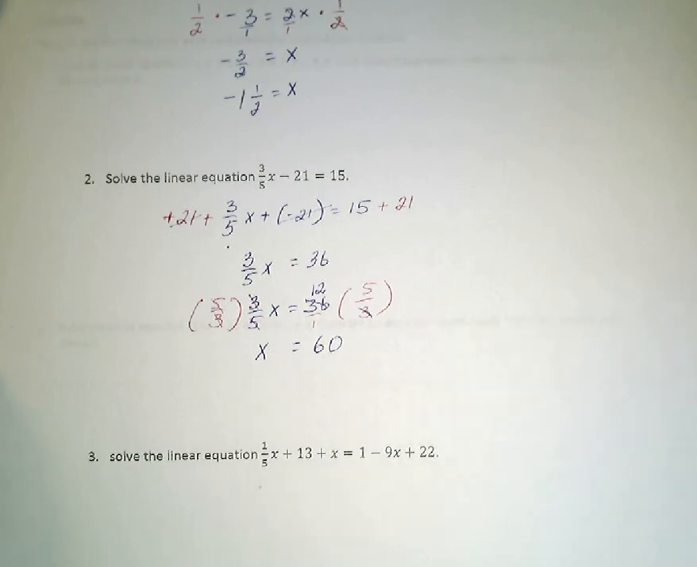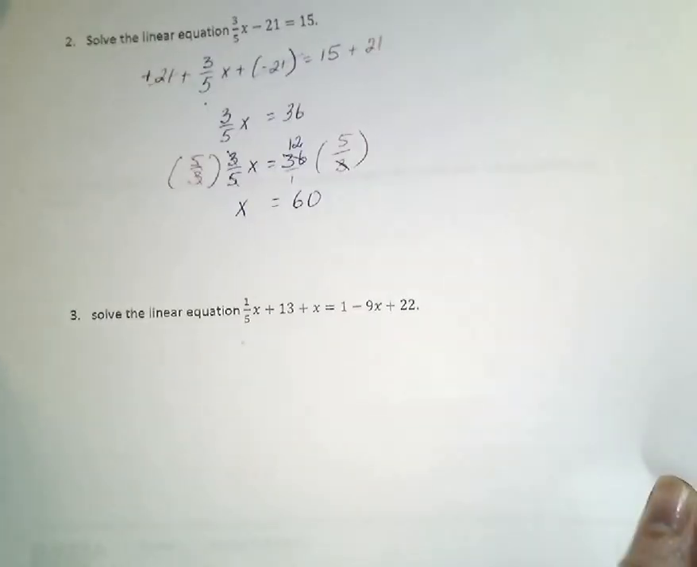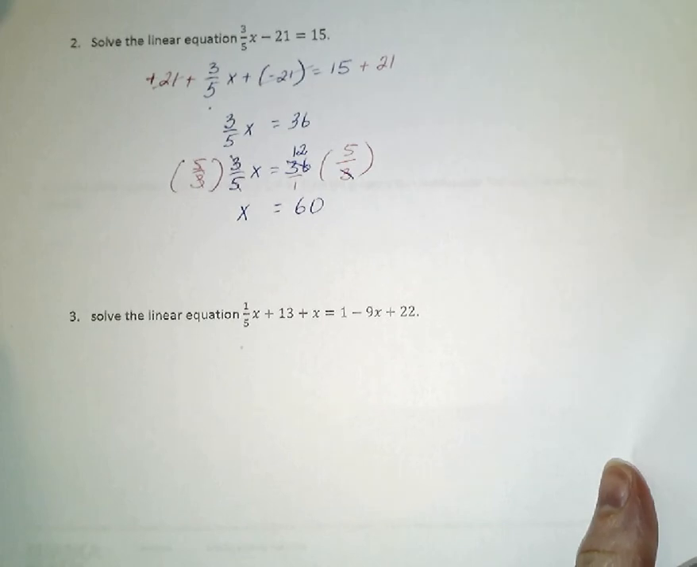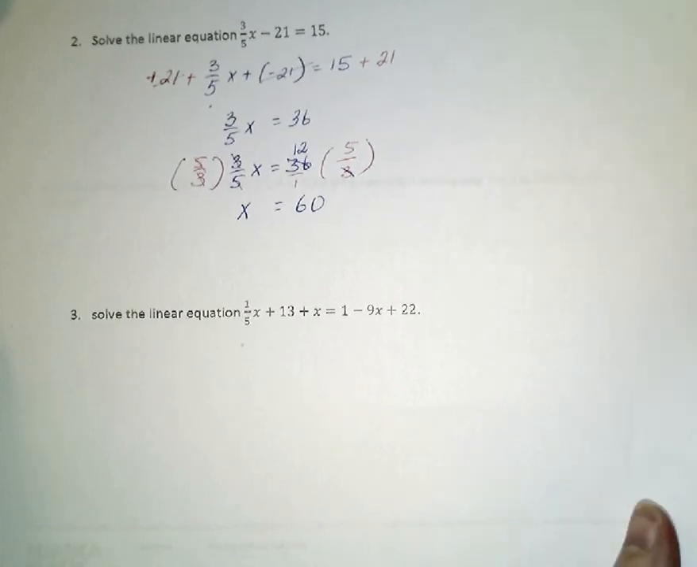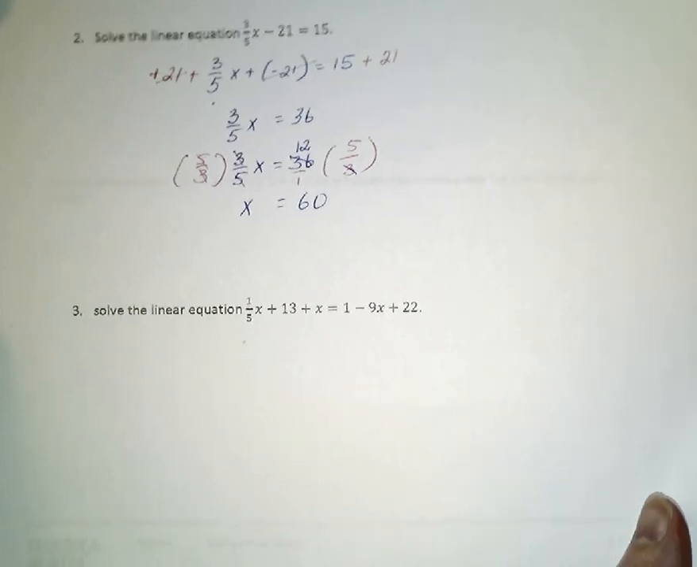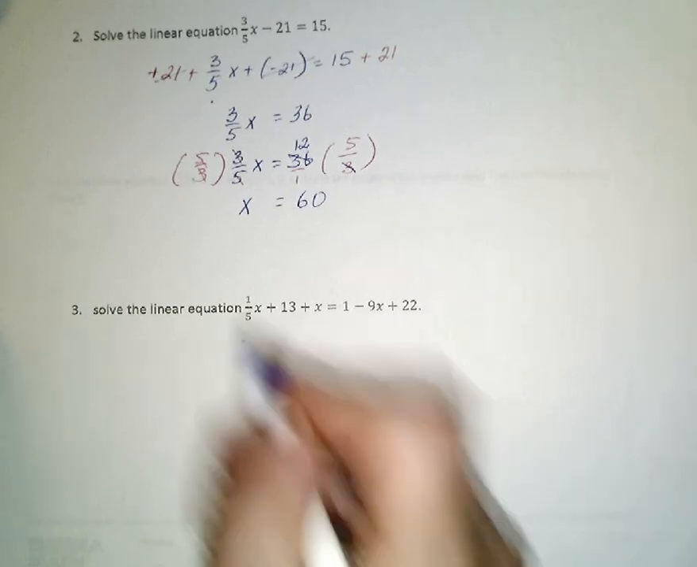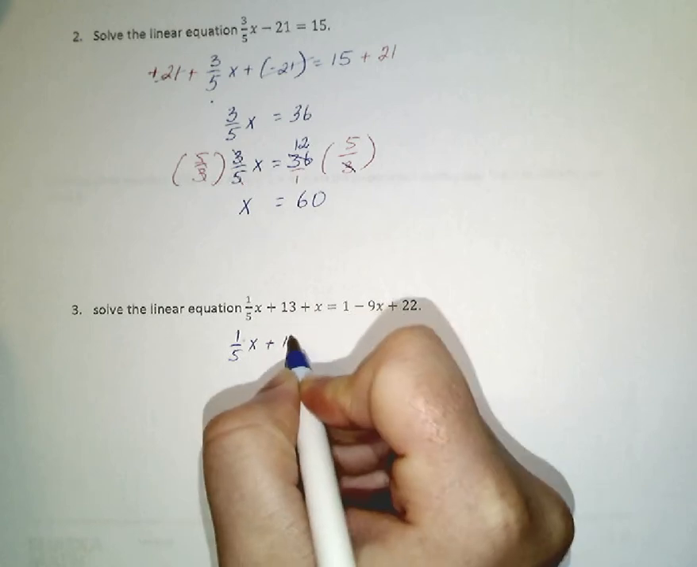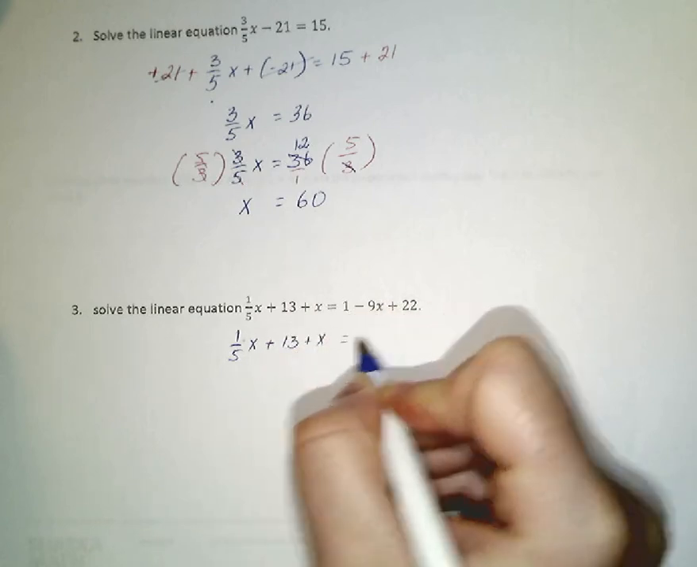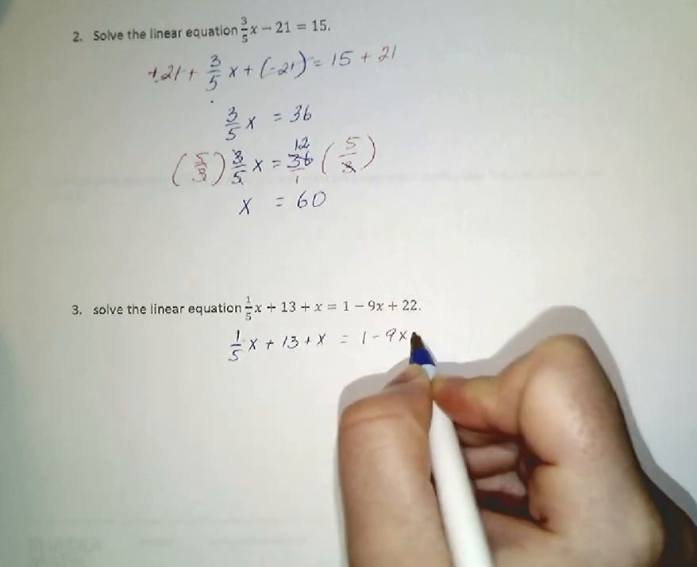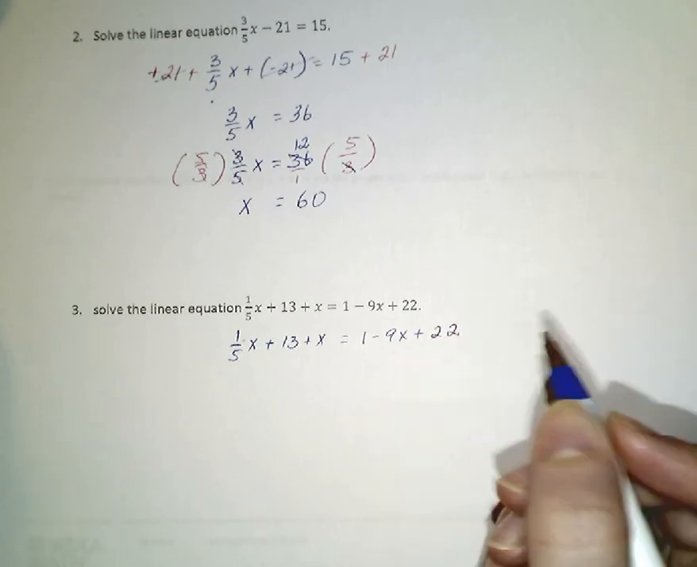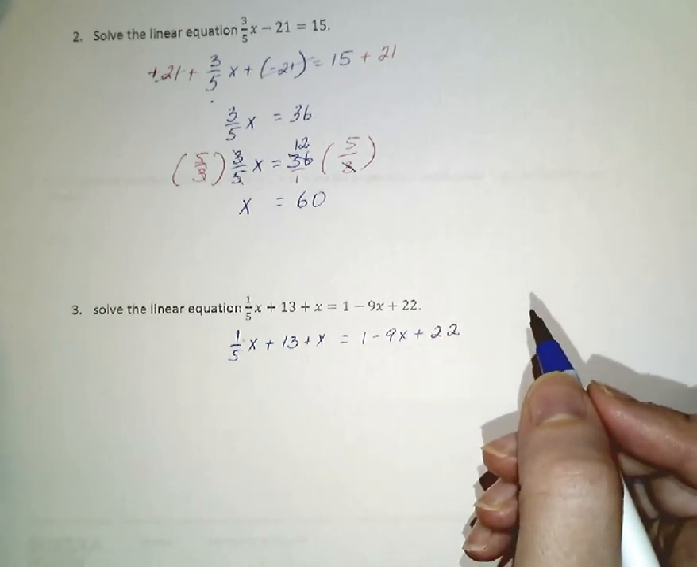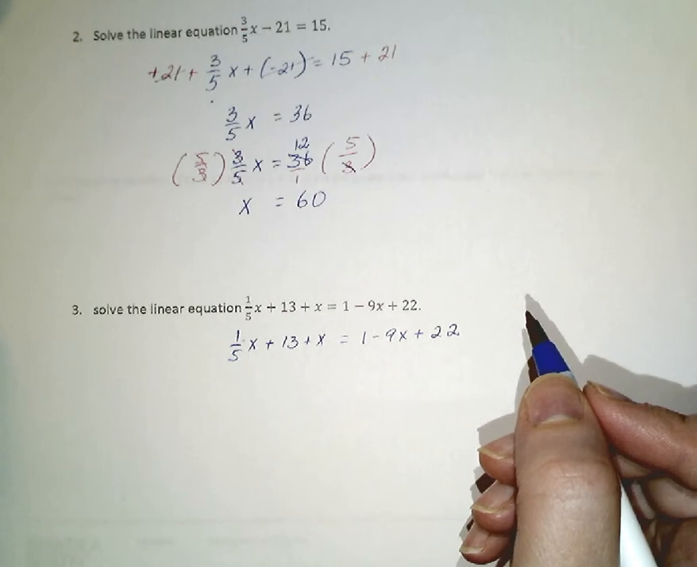Number 3, here it looks complicated, but it's not as complicated as it seems. Notice you can always simplify before you work with them. Just rewrite the problem first. 1/5 x plus 13 plus x equals 1 minus 9x plus 22. Find the like terms that you can add together and then move them around.